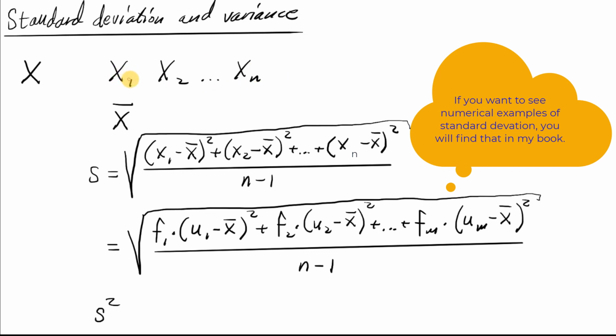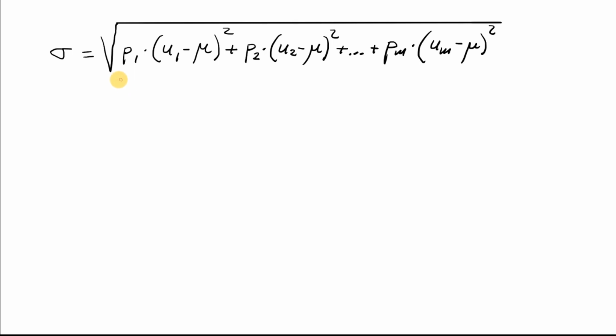Now we look at the standard deviation of a random variable. The standard deviation of a random variable we denote by sigma. And sigma is by definition given by this. So we have the probabilities here for the outcomes 1, 2, and so on. And here we have the expectation value.